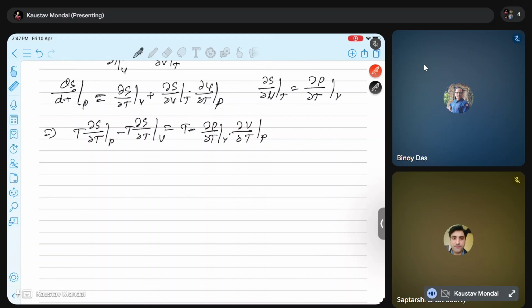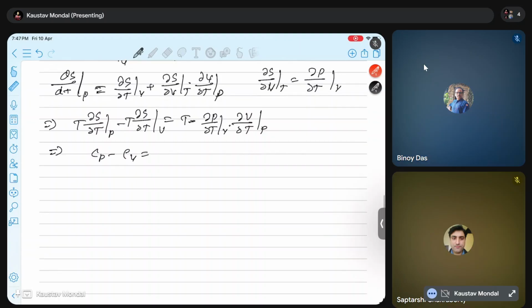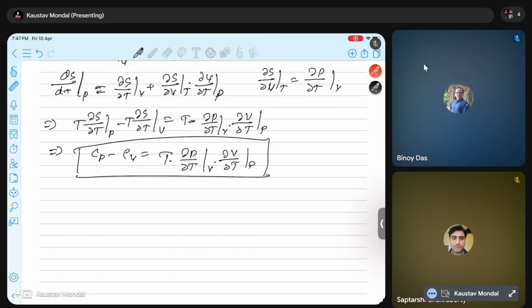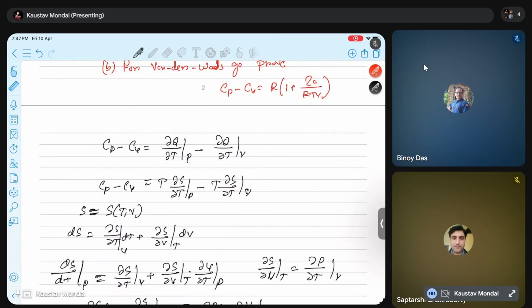Okay. So now, these two things are nothing but Cp minus Cv. So that becomes T into del P del T at constant volume into del V del T at constant P. This thing we proved. Okay. So now it has been asked that for a Van der Waals gas, we have to find out this particular form of Cp minus Cv. Okay. So we will do that now.